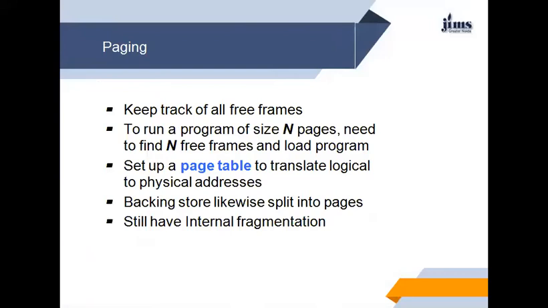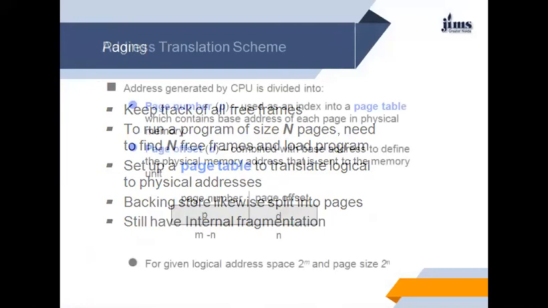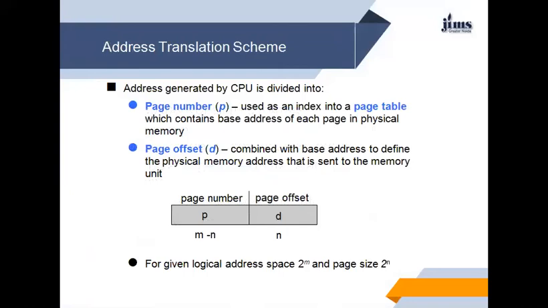There is one mechanism which will keep track of all frames. To run a program of size n pages, we need to find n free frames and load the program. We set up a page table to translate logical to physical address. The page table actually contains the frames, and with the help of these, the physical address can be obtained. The backing store is likewise split into pages. So external fragmentation can be solved with the help of paging, but internal fragmentation still exists. Now this is the address translation scheme.